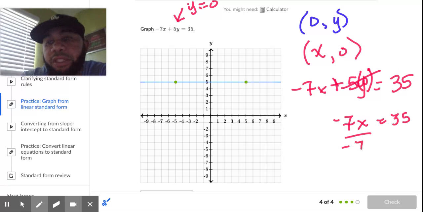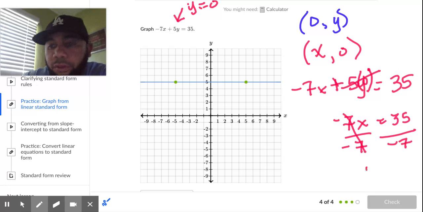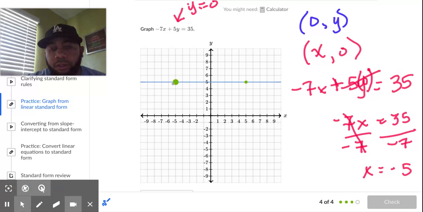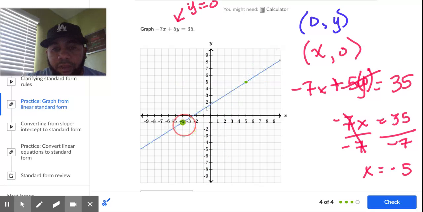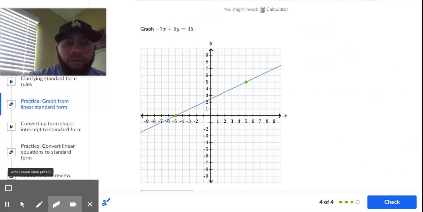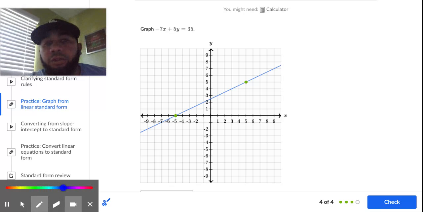Divide both sides by 7. That's going to cancel. X is going to be equal to negative 5. So we go ahead and plot that point. Okay. If y is 0, x is negative 5. That is right there. And the other one, okay, the other one is if that was with y 0.